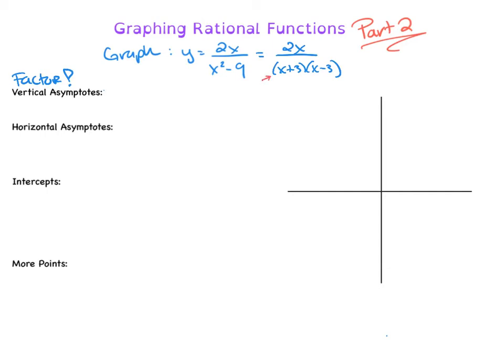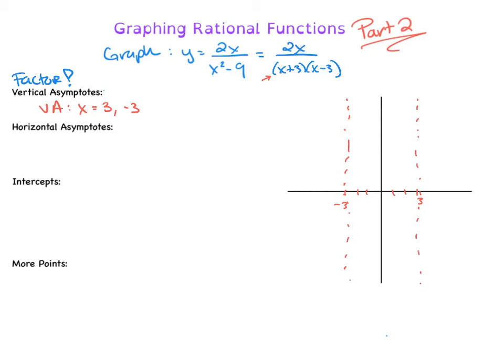Those vertical asymptotes, remember, are where the x values would make us divide by 0. So we just look at the denominator, and our vertical asymptotes would be at x equals positive 3 and negative 3. So our negative 3 is here, and positive 3 is about here.